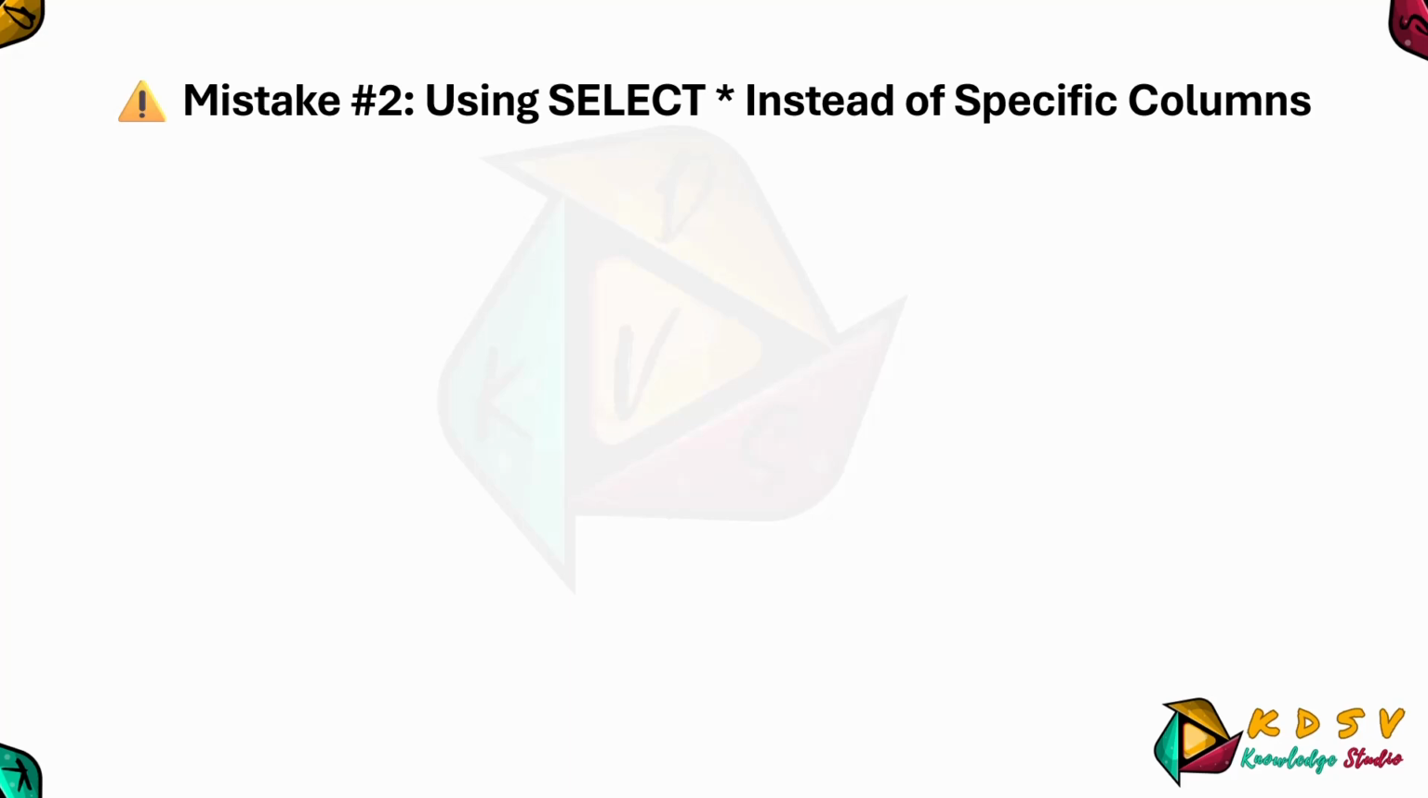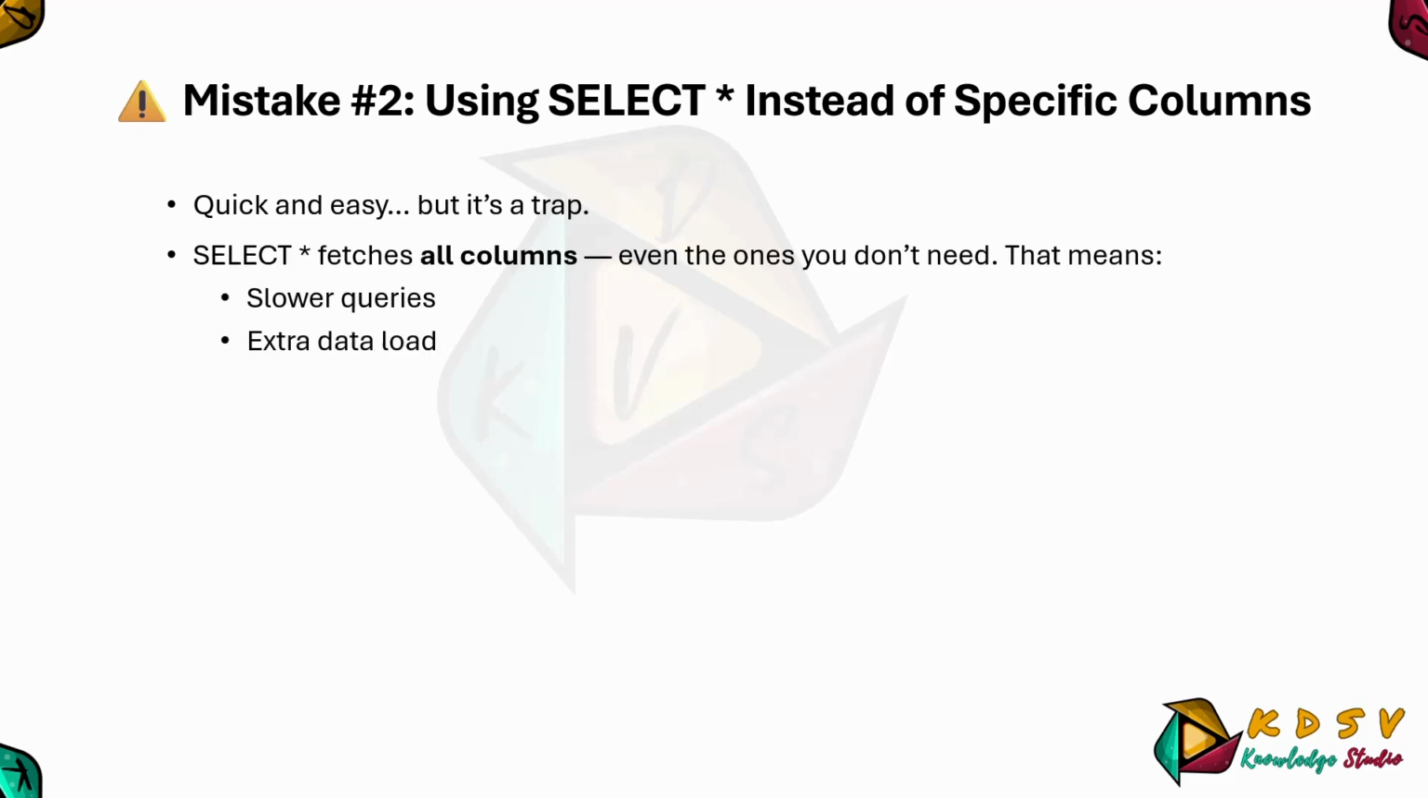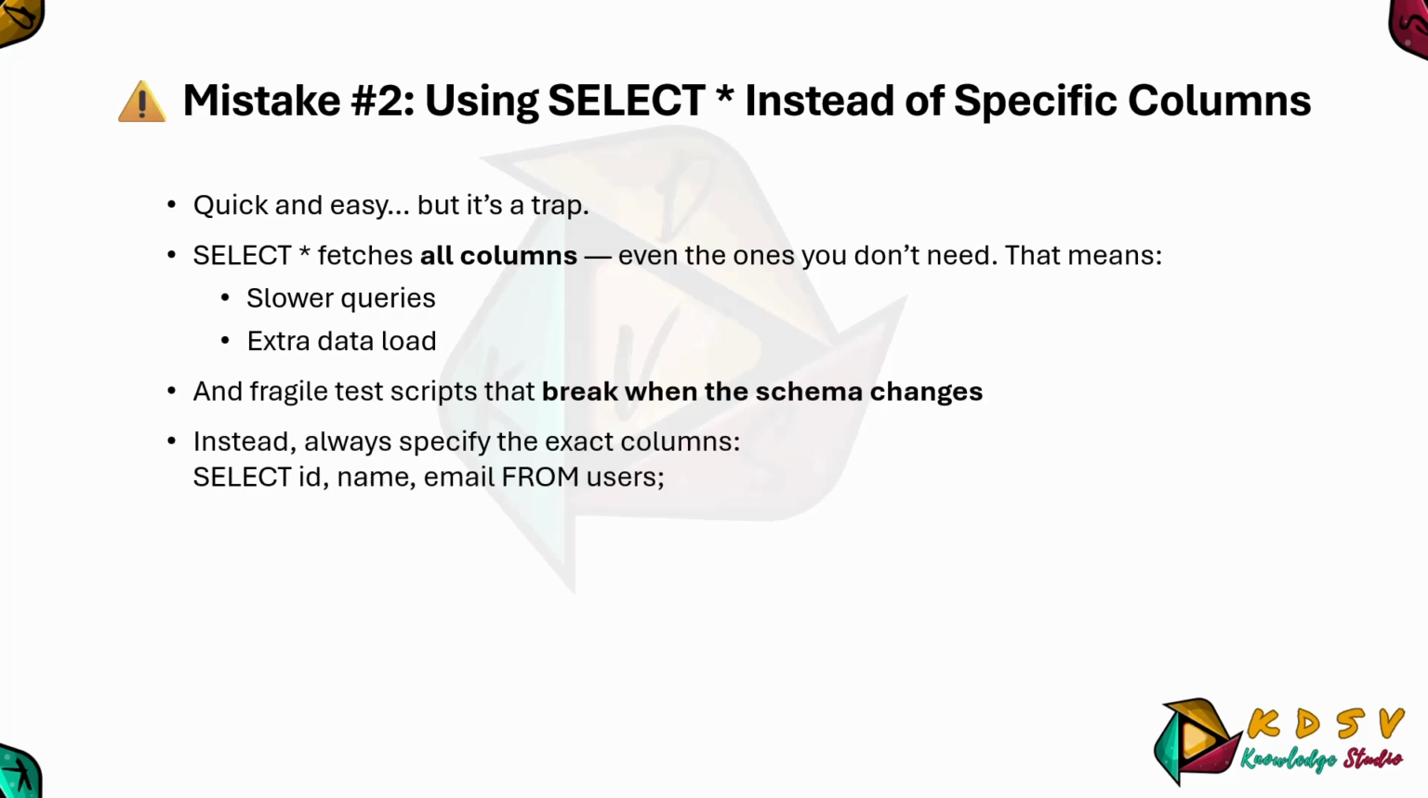Mistake number 2, using SELECT * instead of specifying the columns. It is a very quick and easy step, but it is a trap. SELECT * fetches all the columns, even the columns which you do not need. That means it slows the queries, extra data is getting loaded, and you get fragile test scripts that break when the schema changes. Instead, always specify the exact columns that you require for your test scenarios. For example, SELECT id, name, email FROM users. This makes your test faster, cleaner, and future-proof.